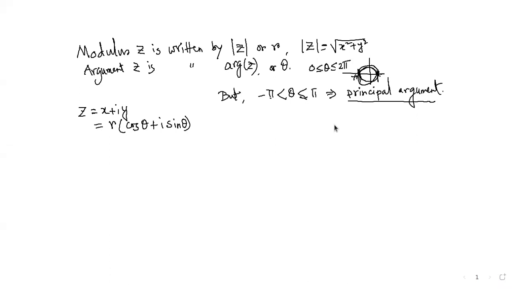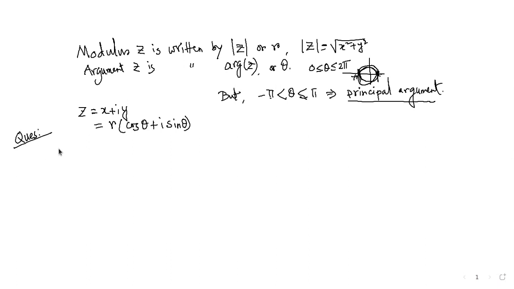Just a specific way we can say that this is a principal argument. Okay, and I also said that any complex number we can convert from Cartesian to polar coordinates or polar to Cartesian coordinates, because we have some relation we discussed in the last slides.